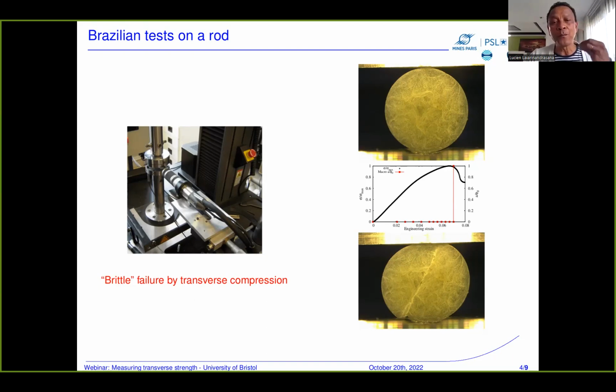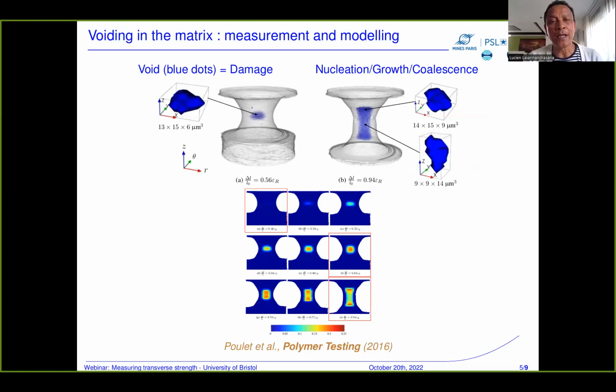So in order to better understand what happened inside the material, we have done some studies. The first one is a comprehensive study of the voiding in the matrix, where there is measurement of these voids, supposed to be all of these blue dots. This is what we call here the damage, or void volume fraction. And we have also measured, tracking the nucleation, growth, and coalescence of these voids. And then we did finite element modeling, where we have the void volume fraction as the internal variable in order to have a right modeling of the matrix.